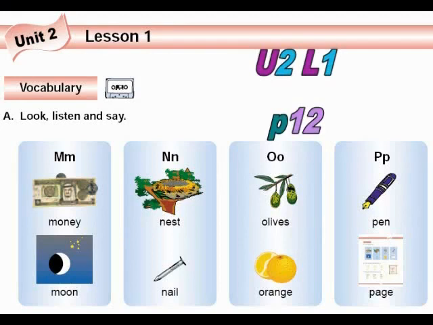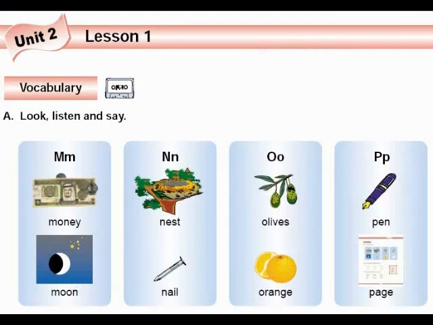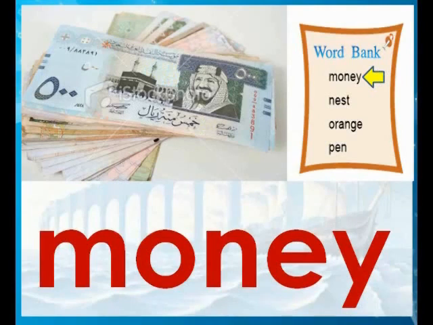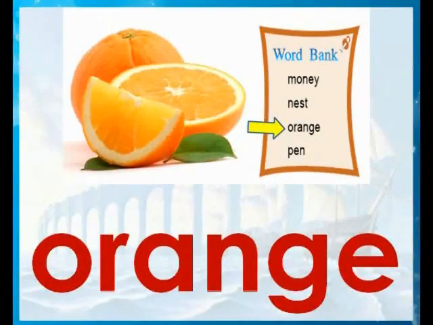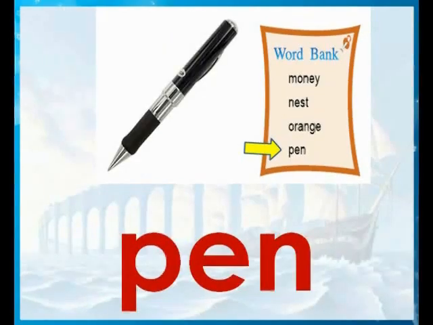Unit 2, Lesson 1, page 12. Vocabulary. Task A. Look at the letters. Listen to the words that begin with each letter. M, money, moon. N, nest, nail. O, olives, orange. P, pen, page. Money. Nest. Orange. Pen.